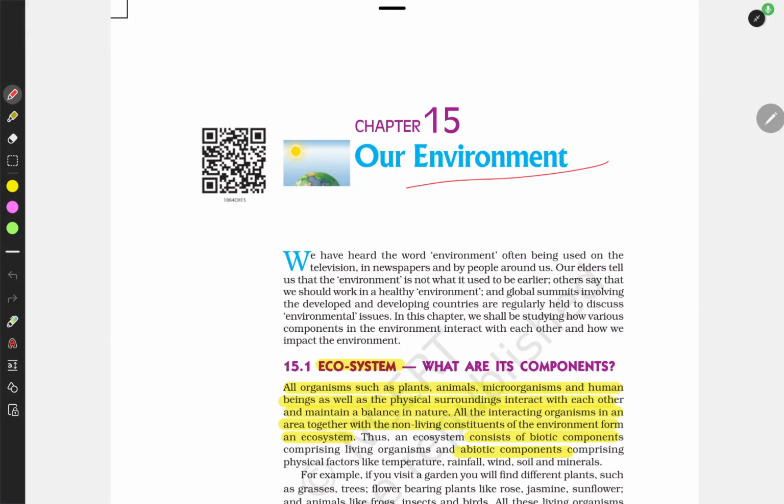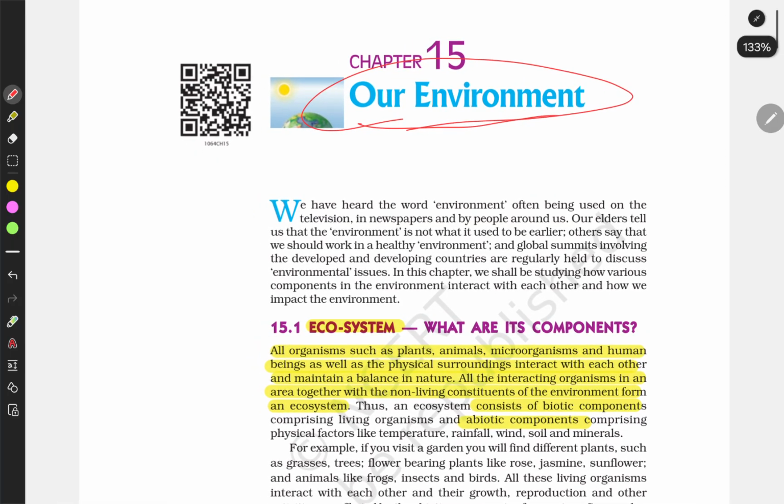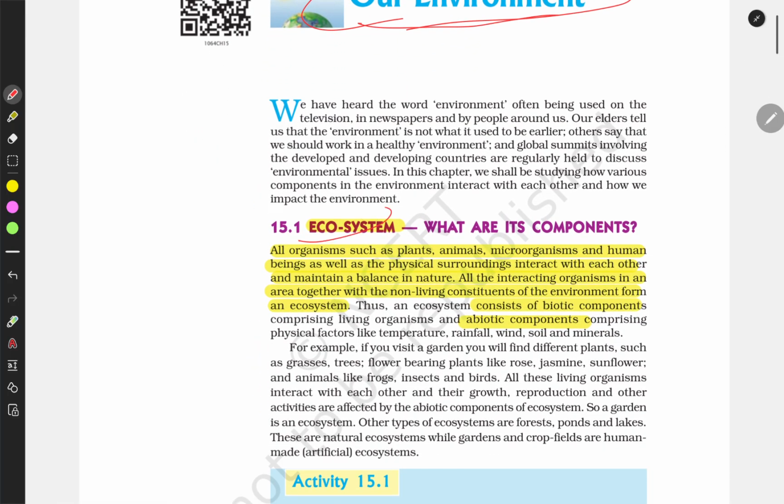In this video, we are quickly revising this in our environment chapter, chapter 15. What is an ecosystem and what are its components?